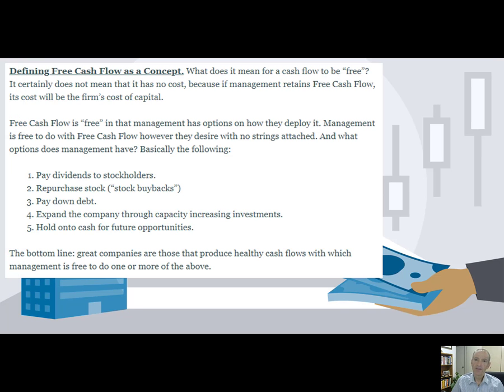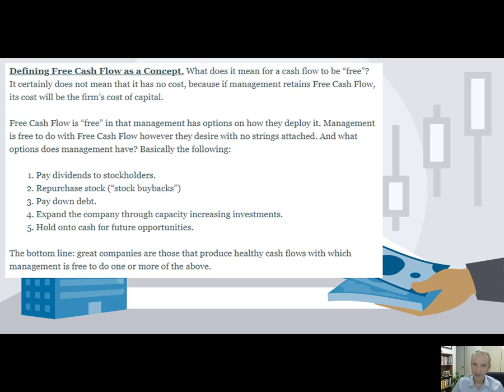So let's first define free cash flow. What does it mean for a cash flow to be free? Cash flow is not free because it doesn't cost anything. Cash has a cost of capital. We'll talk about that later in the class. The firms don't have anything that's free. Any cash they hold, any asset they hold, they've got to make a return on that. So it's not free in the standpoint it doesn't cost anything.